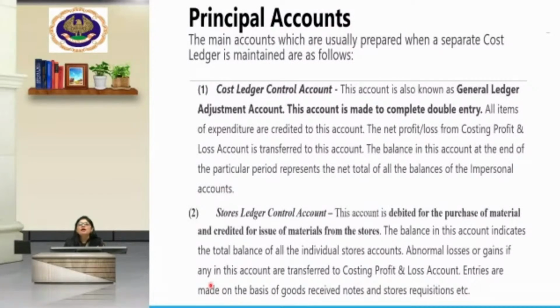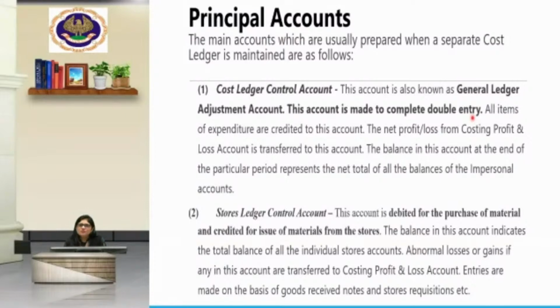Now the main accounts which we open. All right, cost ledger control account. We also call it the general ledger adjustment account, GL account. Cost ledger or general ledger, both meaning the same, is basically to complete the double entry. That is important. As I told you, let us say we are paying wages. So normally what's the entry? Wages account debit to cash. Now, we cannot credit cash in the cost accounting system because we don't open a cash account. So instead of writing cash, we will credit the cost ledger control account.